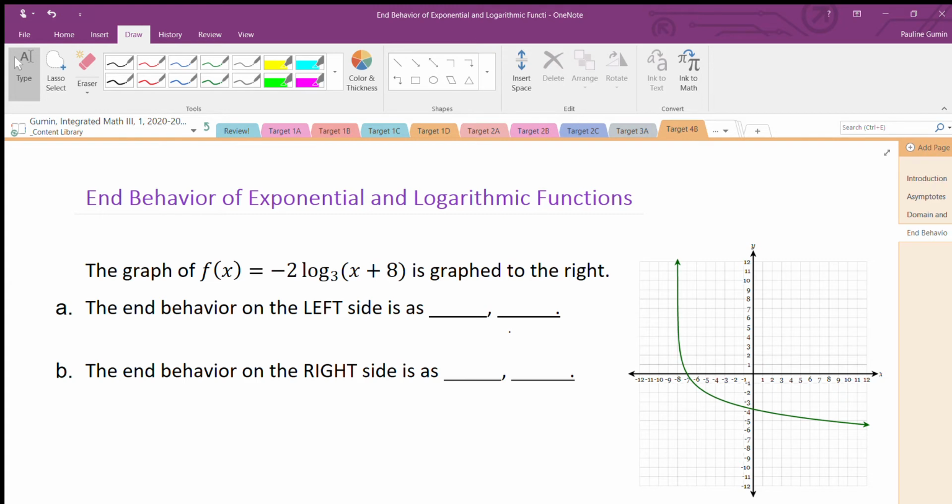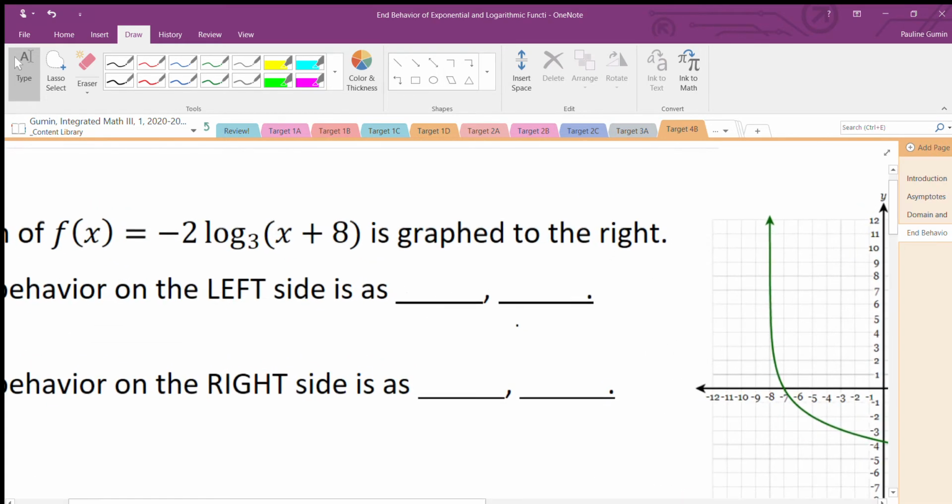All right, let's get started with a logarithm. What we're going to be doing is looking at the left arm and the right arm of our graph. So we're going to be looking at the behavior of the x's and y's on both arms. All right, let's check it out.